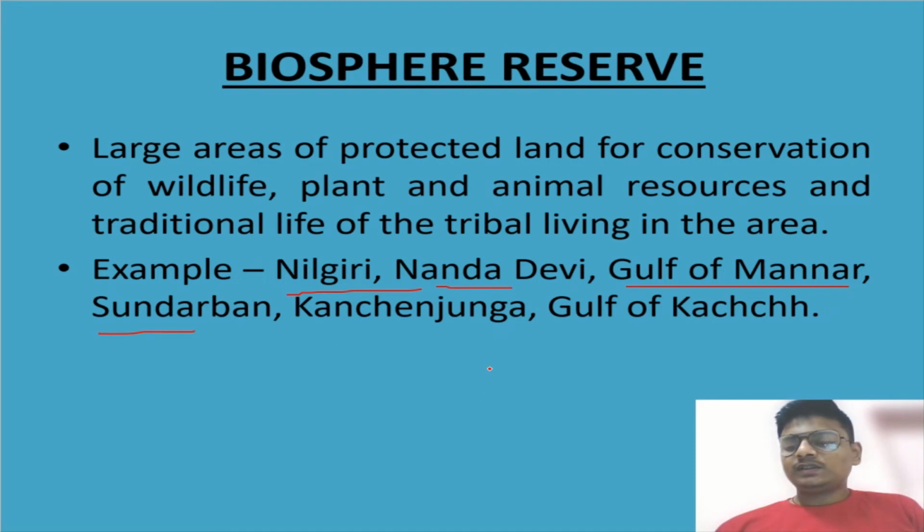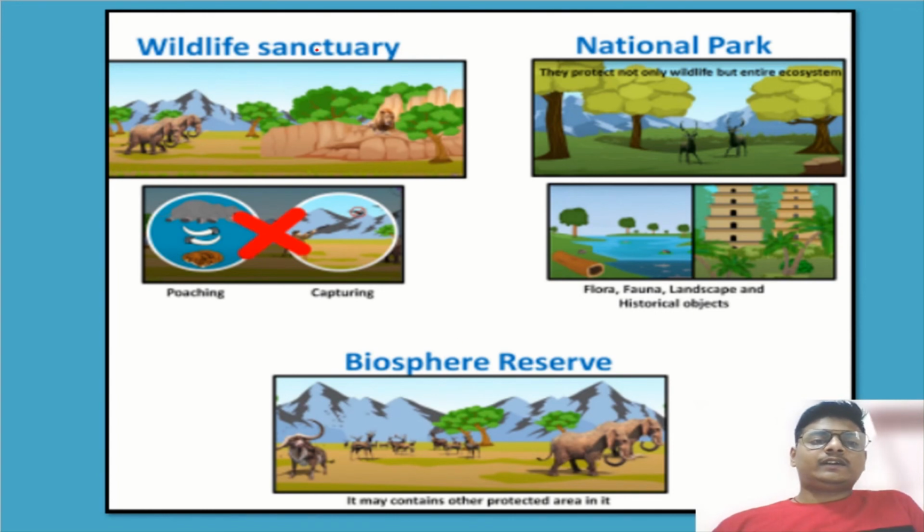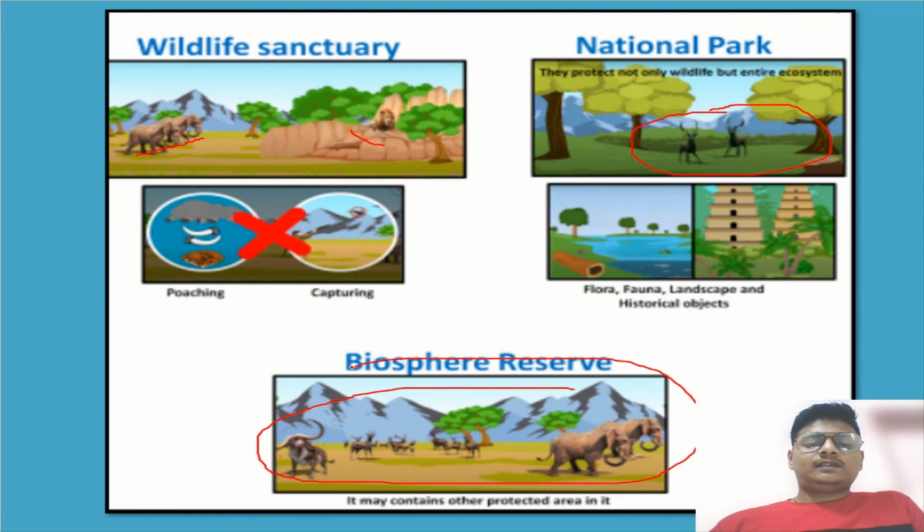So what is this wildlife sanctuary? You can see a wildlife sanctuary. See, these animals are there. In the national park only a single animal is there. In this wildlife sanctuary there are many. Are you able to see many animals in the wildlife sanctuary? In a national park only one animal is there. And in a biosphere reserve everything is there, including plants also.